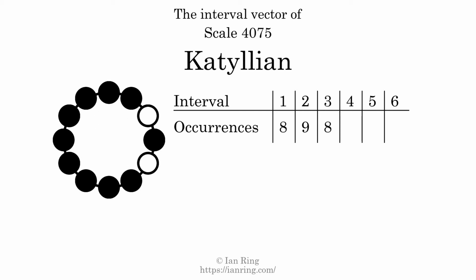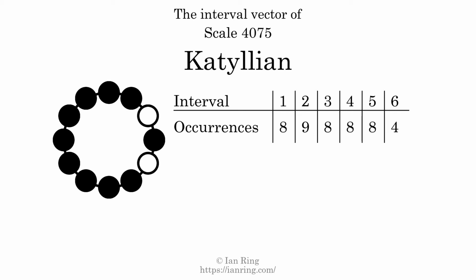There are 8 intervals with the size of 3 semitones. They are here, here, here, here, here, here, here, and here. There are 8 intervals with the size of 4 semitones. They are here, here, here, here, here, here, here, and here. There are 8 intervals with the size of 5 semitones. They are here, here, here, here, here, here, here, and here.